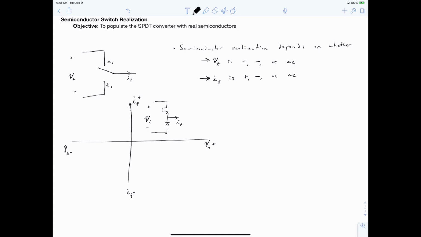Now I keep saying MOSFET. Technically this could be any transistor. Back 30 years ago or so, this would have been a BJT, but these days it's typically a MOSFET or an IGBT.